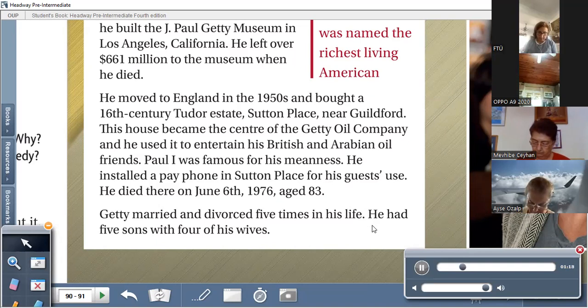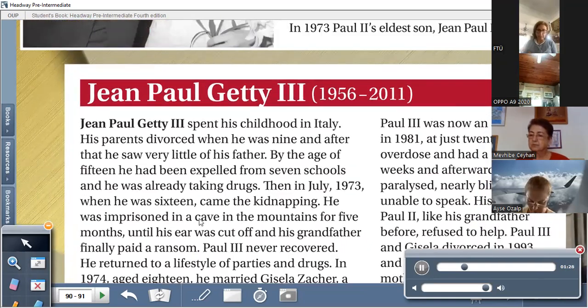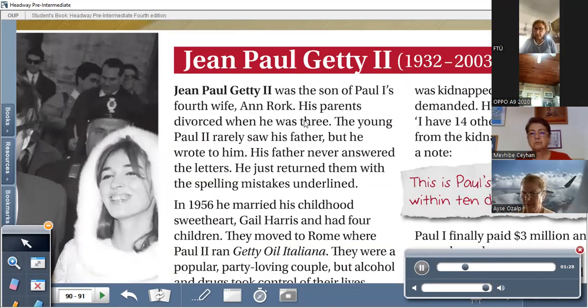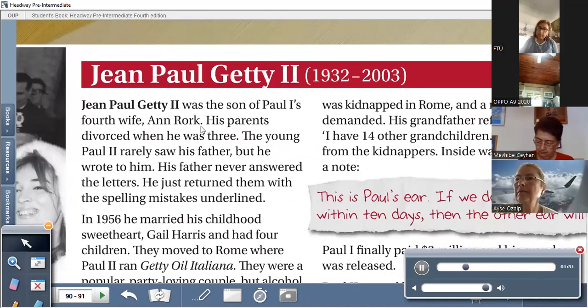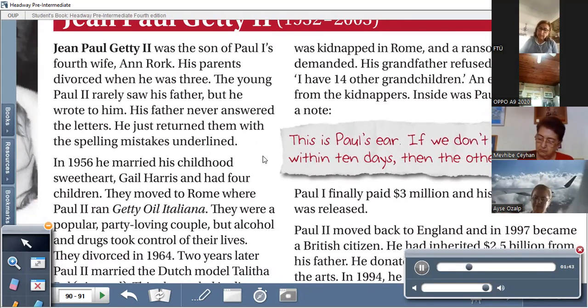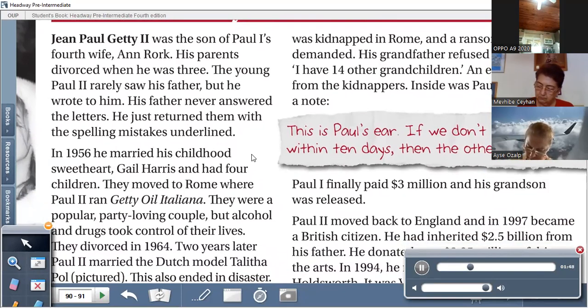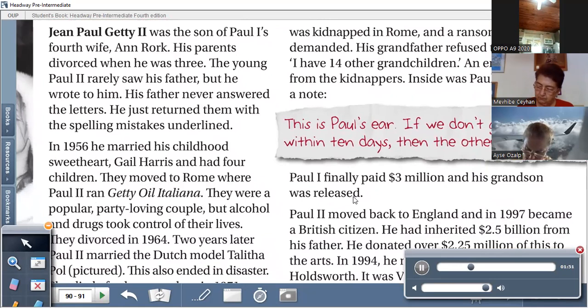Getty married and divorced 5 times in his life. He had 5 sons with 4 of his wives. John Paul Getty II, 1932 to 2003. John Paul Getty II was the son of Paul I's 4th wife, Anne Rourke. His parents divorced when he was 3. The young Paul II rarely saw his father, but he wrote to him. His father never answered the letters. He just returned them with the spelling mistakes underlined.